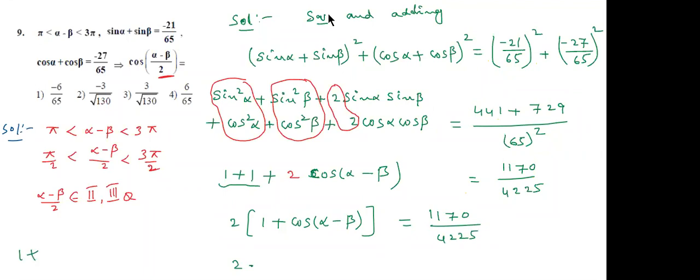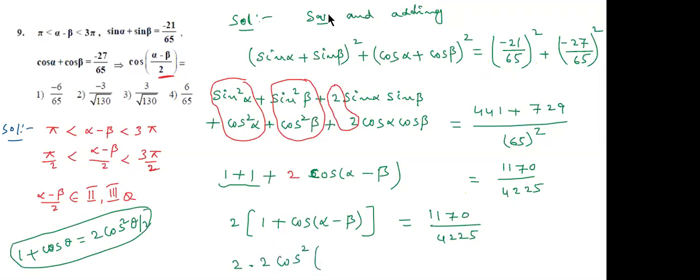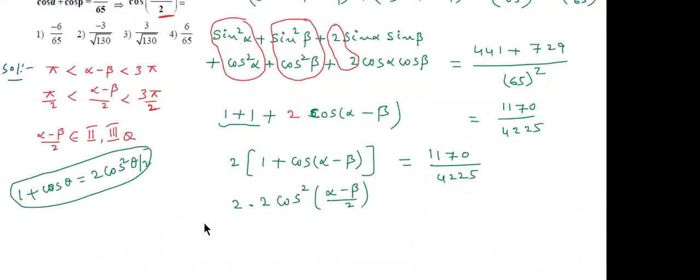What is 1 plus cos theta formula? 1 plus cos theta formula, that is 2 cos square theta by 2. This is the formula. Okay, now here 2 cos square alpha minus beta by 2. Now that is equal to 1170 divided by 4225. Now 2 into 2, how much, students? 4.